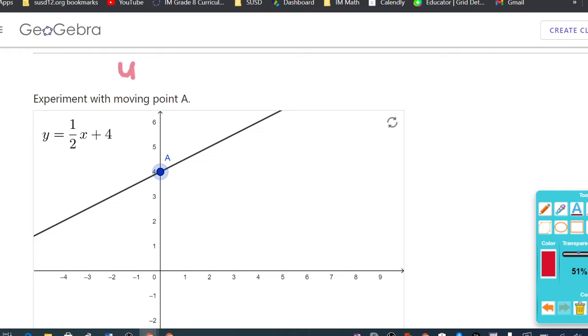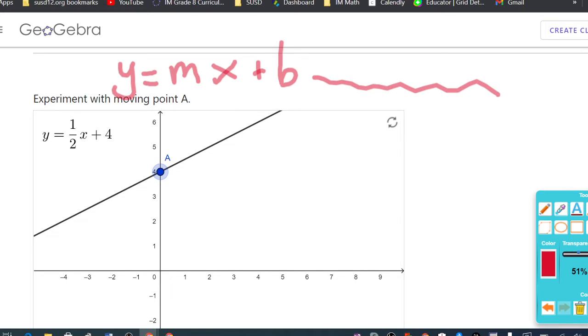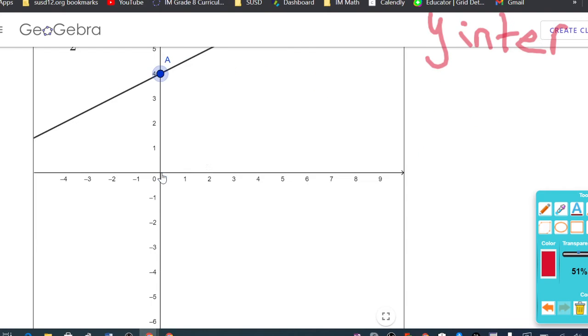Don't forget, we are learning the equation of a line in this form: y equals mx plus b, where m is the slope, and b is what's really important today, the y-intercept. Where does it cross the y-axis? That's called the y-intercept. So we can put this y-intercept wherever we want, and it's teaching us what the equation of the line will be.